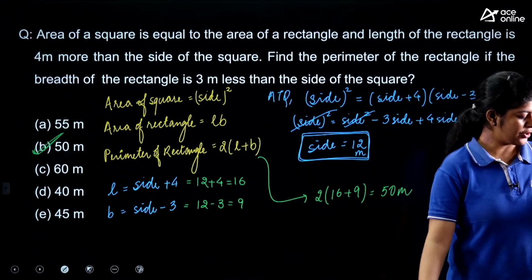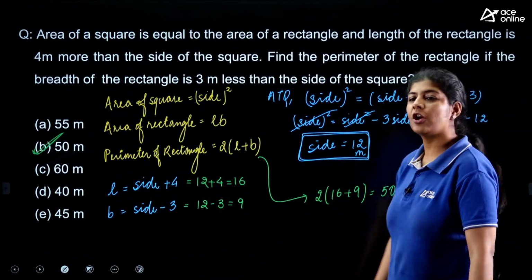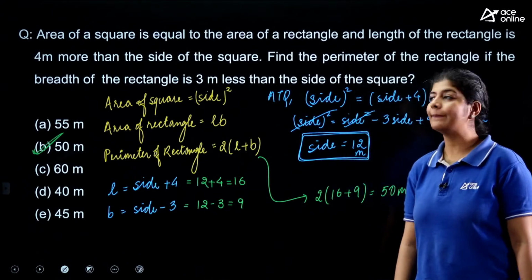Radhi, Jaipur, Milind, Krishna, Litika, very, very good. Right? All of you got the correct answer. Option number B is the correct one, 50 meters.